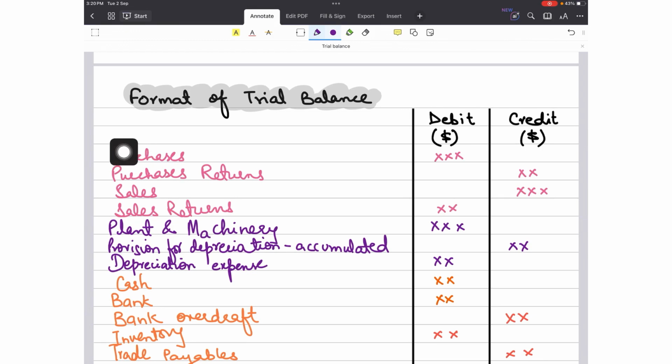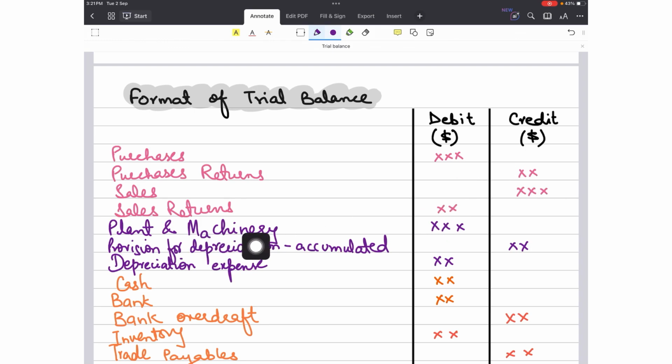For instance, if we look at the first four items, purchases shows an increase in inventory, and inventory is an asset. Or if you understand purchases from the perspective of it being an expense account, expenses are also debited. So purchases are always shown on the debit side, and purchases returns, its contra account, is on the credit side. Similarly, sales show a decrease in inventory, or sales is an income, and incomes have credit nature, so they always appear on the credit side, and sales returns, its contra account, on the debit side, right?